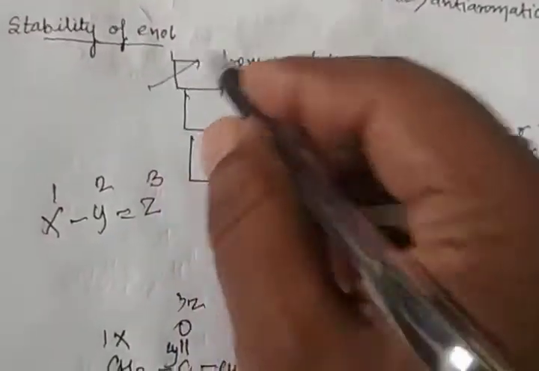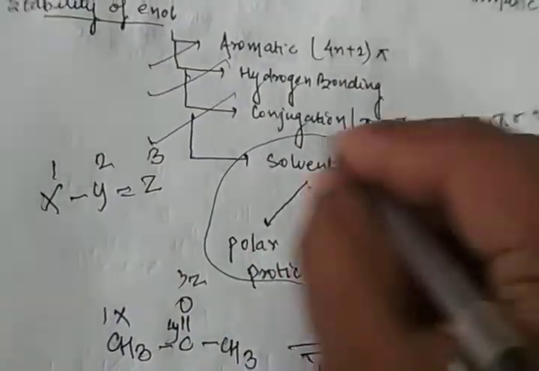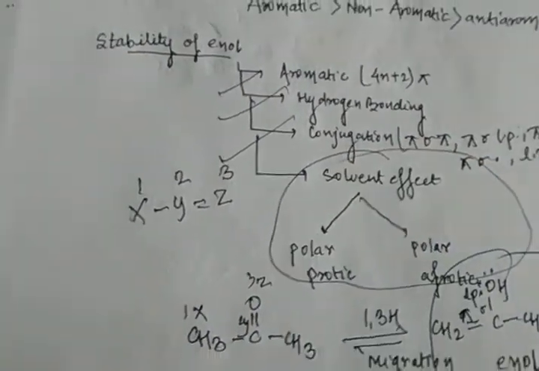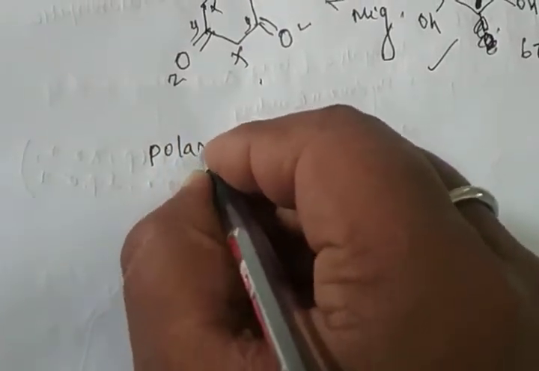Now the next topic, and again just check, suppose another example is there. So aromatic is there, hydrogen is there, conjugation is there. Now there is a very important topic, solvent effect. Now in this case solvent effect.